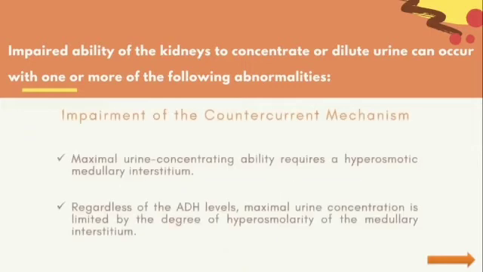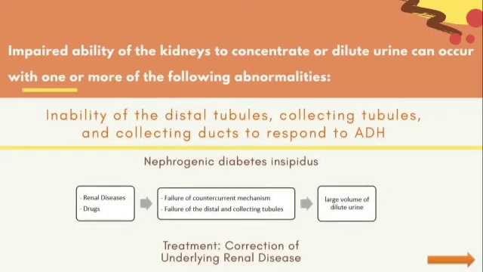Next is the impairment of the countercurrent mechanism. Maximal urine concentrating ability requires a hyperosmotic medullary interstitium. Regardless of the ADH levels, maximal urine concentration is limited by the degree of the hyperosmolarity of the medullary interstitium. Third is the inability of the distal tubules and collecting ducts to respond to ADH. Nephrogenic diabetes insipidus is a condition in which the renal tubular segments cannot respond to ADH either in normal or elevated levels. It is nephrogenic since the abnormality is in the kidneys.